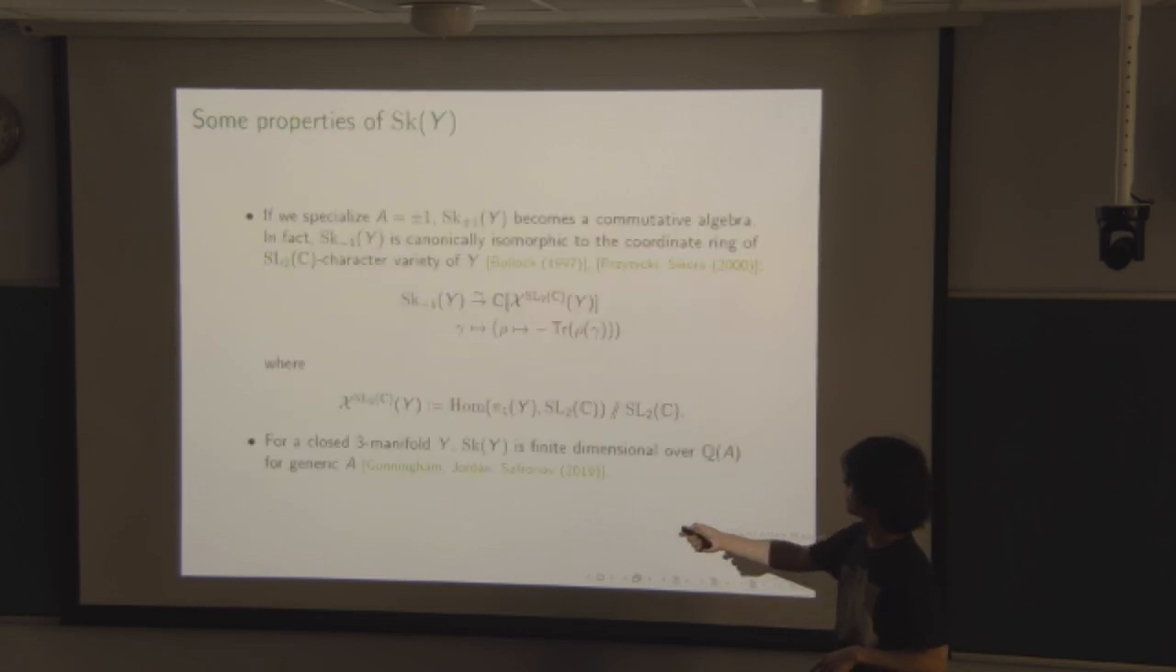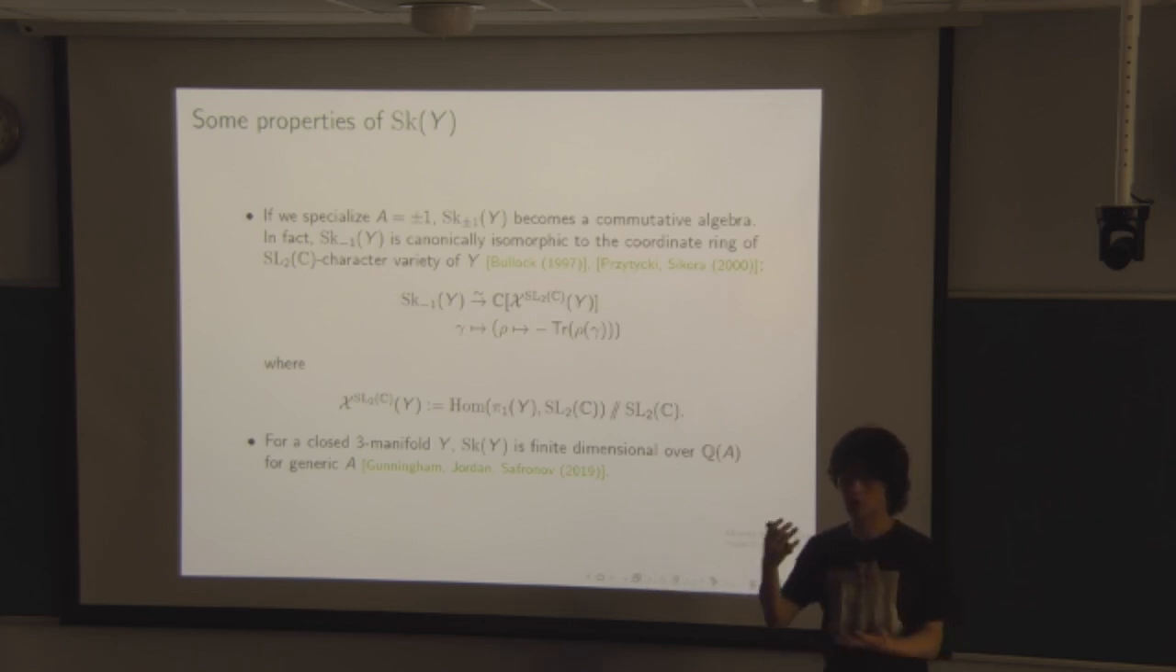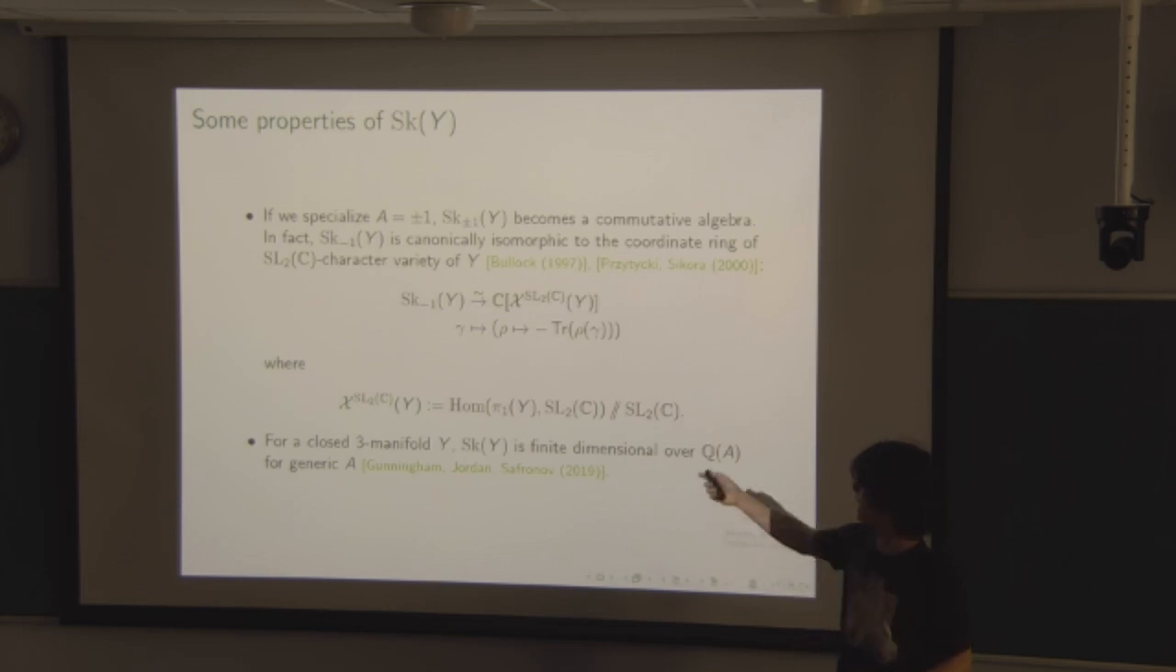And because of that, given any two skeins in this skein module with a specialized variable, we can superpose one on top of another, and that still gives a well-defined product map, making it into a commutative algebra. And in this case, especially when A is -1, this commutative algebra is known to be isomorphic to the coordinate ring of the SL2C character variety of Y.